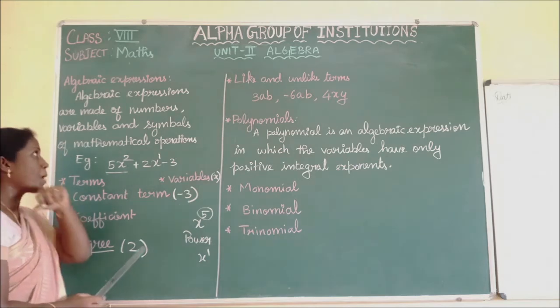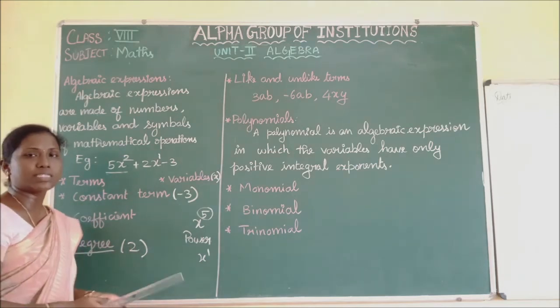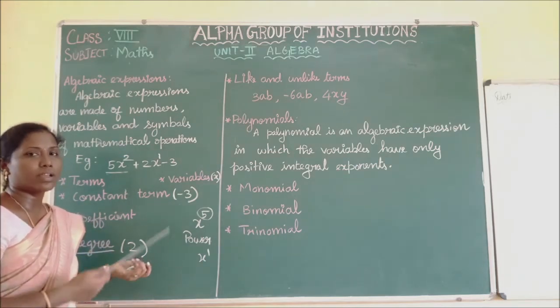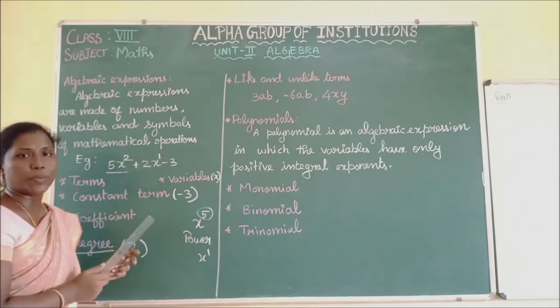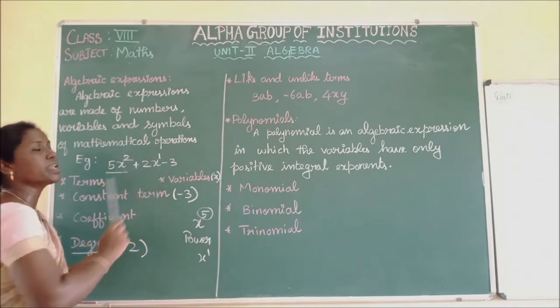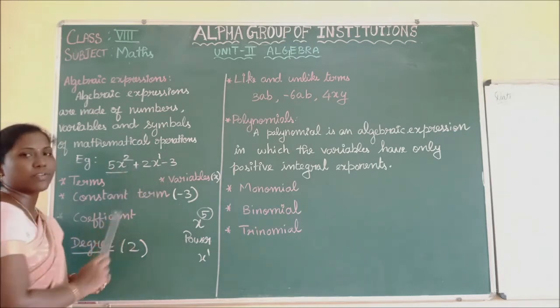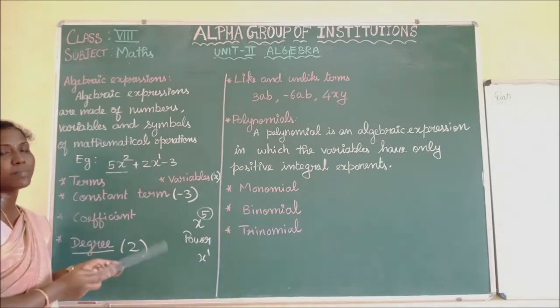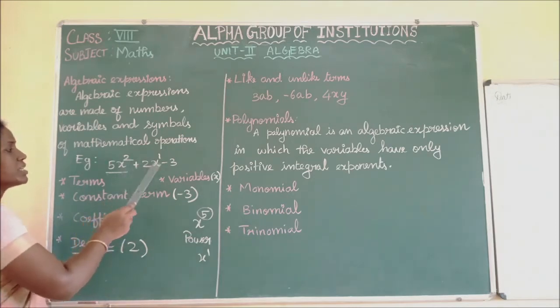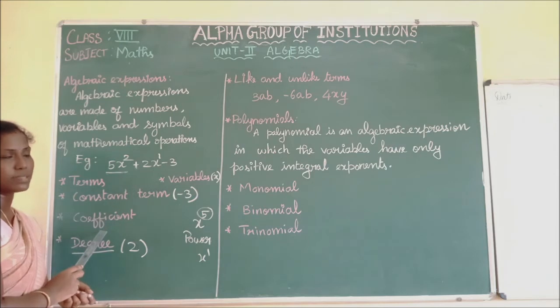So the algebraic expression is a combination of numbers and variables and mathematical operations. That expression is called the algebraic expression. Example I gave here, terms. Terms are separated by the mathematical operation, using plus or minus. Each one is called a term of the algebraic expression.